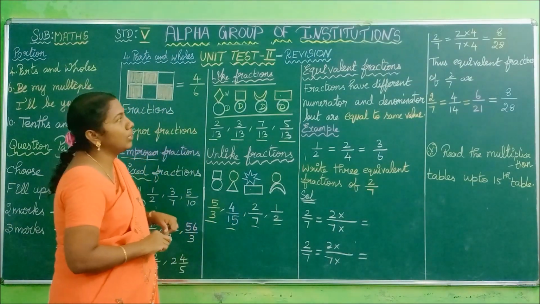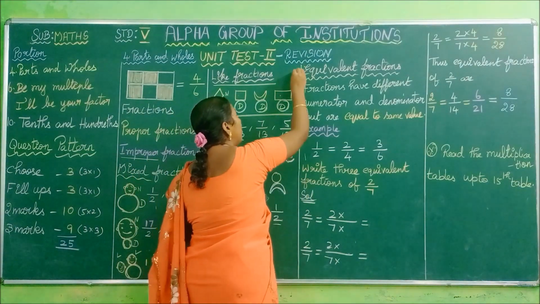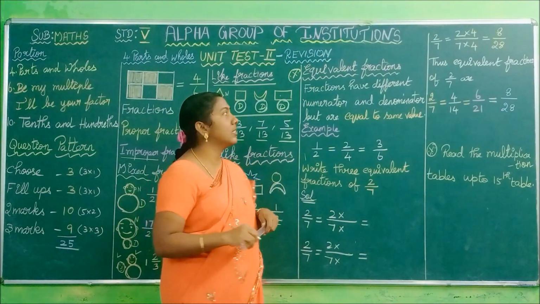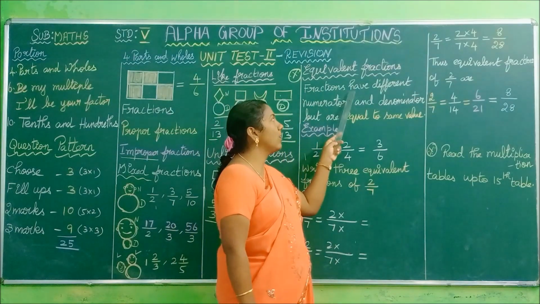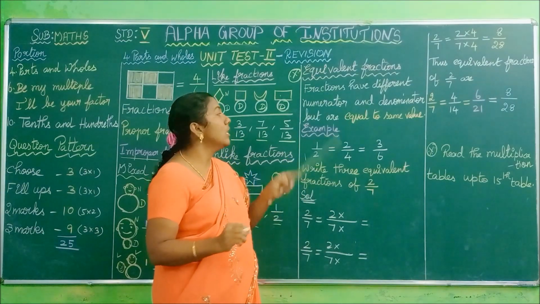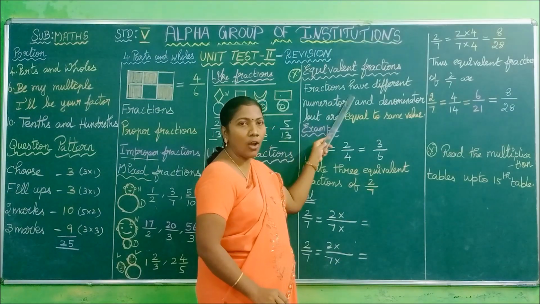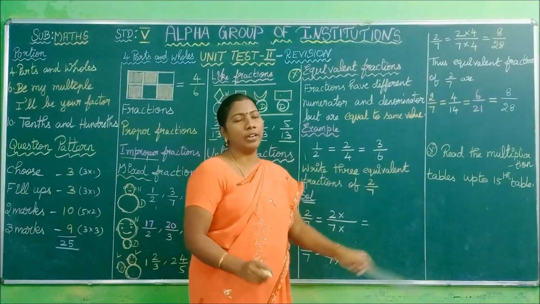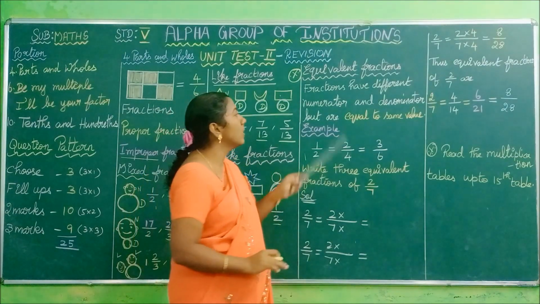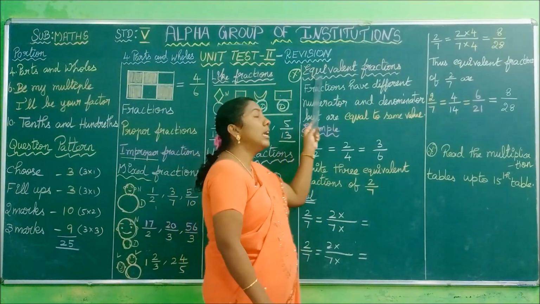Okay. Next we are moving to the next type of fraction, equivalent fractions. It is a very important type of fraction. What is meant by equivalent fractions? Listen carefully, children. Fractions having different numerators and denominators but equal to the same value are said to be equivalent fractions. Such fractions are said to be equivalent fractions.